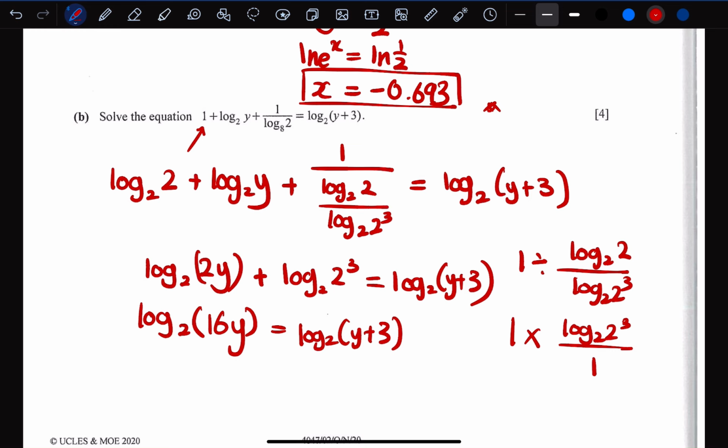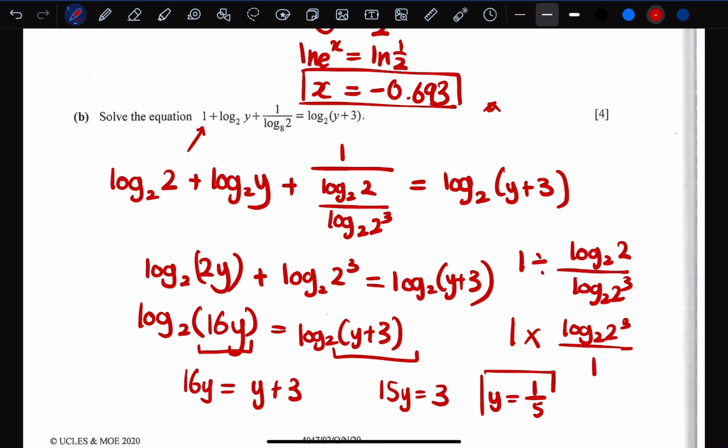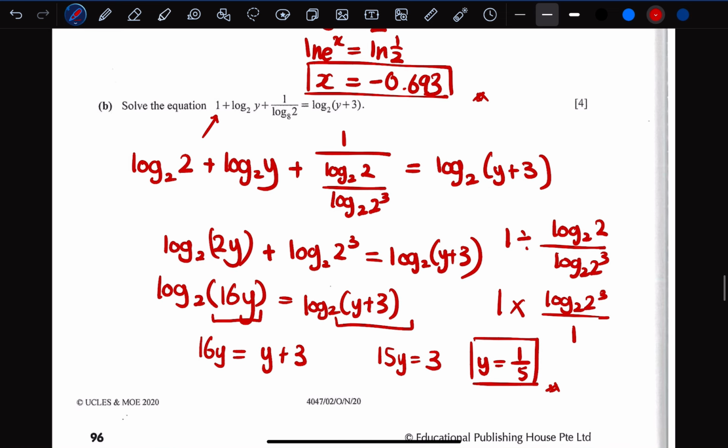Over here, once you have the log bases to be the same, you can just directly compare the left hand side and the right hand side. We can say that 16y is also equal to y plus 3, which we simplify to get 15y equal to 3, and y to be 3 over 15, which can be simplified into 1 over 5. And this is your final answer. Okay, very straightforward, just using all your rules for logarithms question.